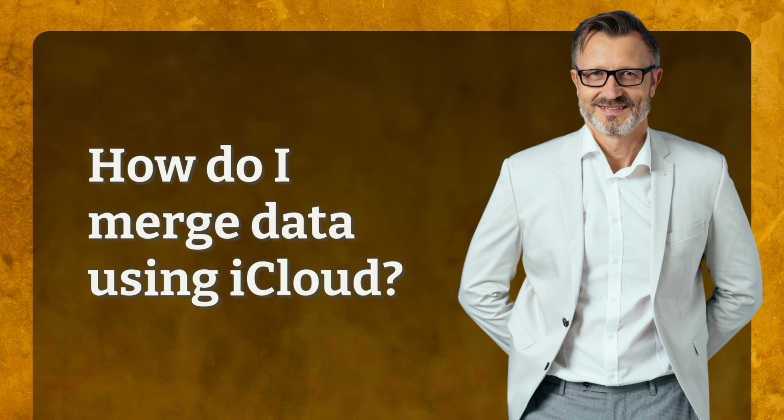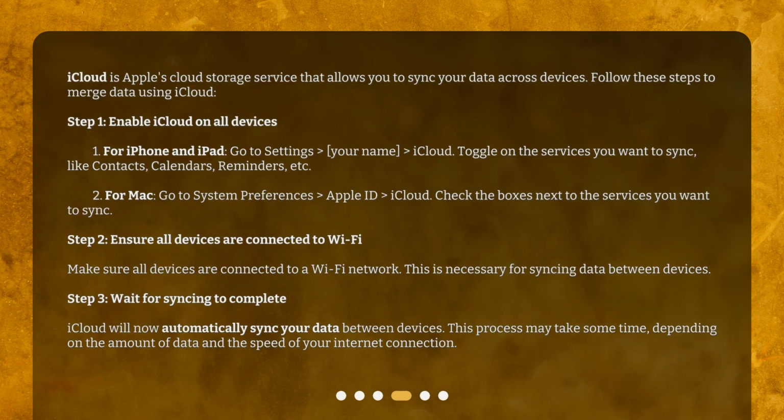How do I merge data using iCloud? iCloud is Apple's cloud storage service that allows you to sync your data across devices. Follow these steps to merge data using iCloud. Step 1. Enable iCloud on all devices. 1. For iPhone and iPad, go to Settings, your name, iCloud. Toggle on the services you want to sync, like contacts, calendars, reminders, etc. 2. For Mac, go to System Preferences, Apple ID, iCloud. Check the boxes next to the services you want to sync.